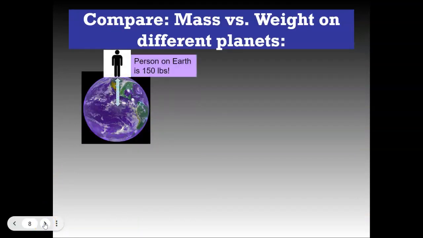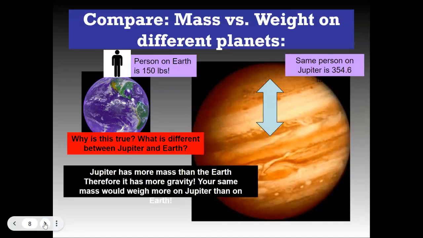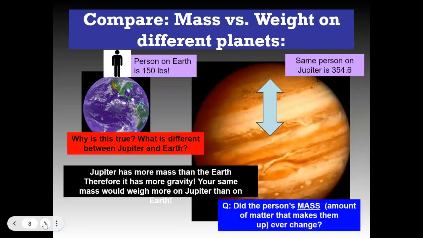So let's compare really quickly on different planets and see how gravity can affect our weight. Let's pretend we're a person on Earth and we weigh 150 pounds. That's average for a human adult. The same person that weighs 150 pounds on Earth would weigh 354.6 pounds on Jupiter. Why? Because Jupiter has more mass than the Earth. Therefore, the gravitational pull between you and Jupiter would be more intense and you would weigh more.